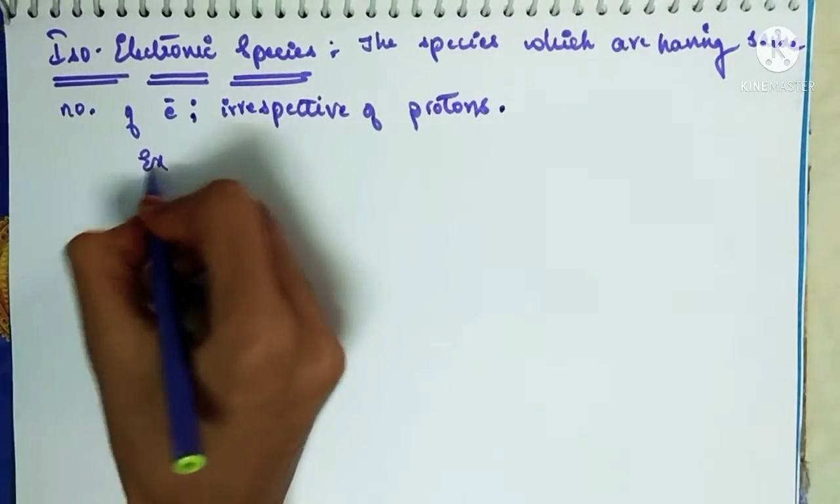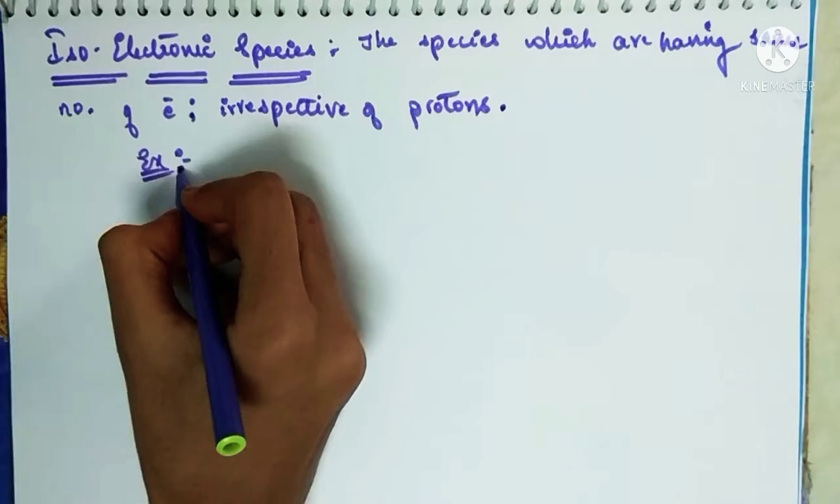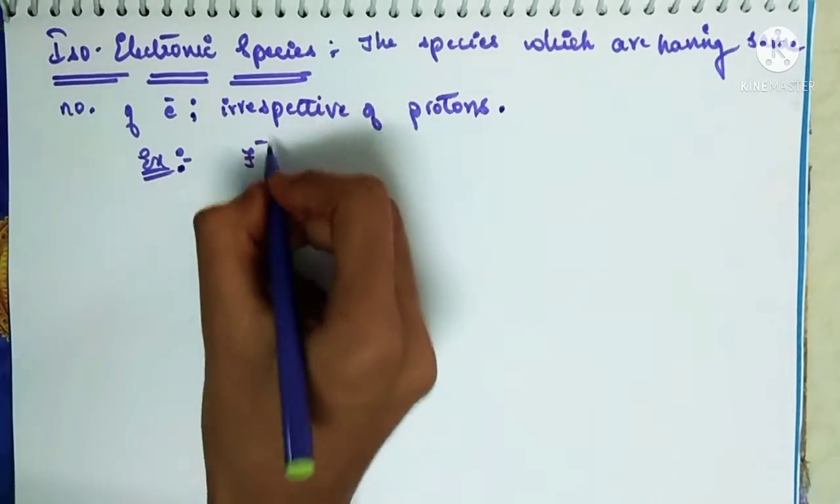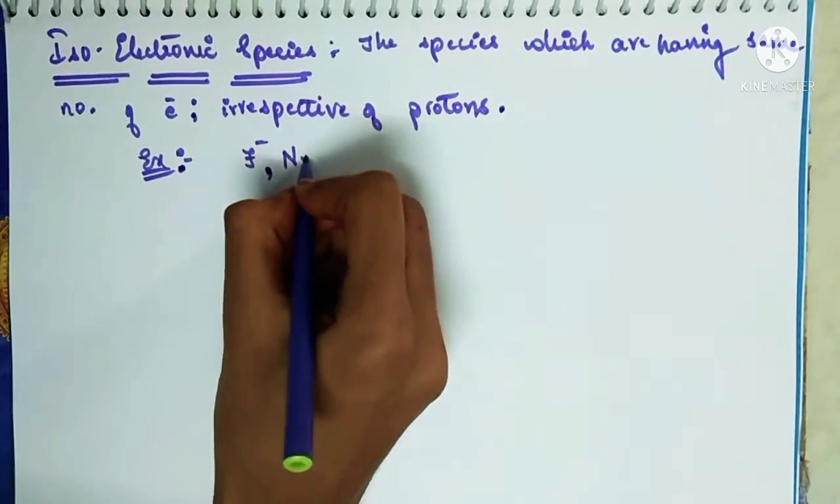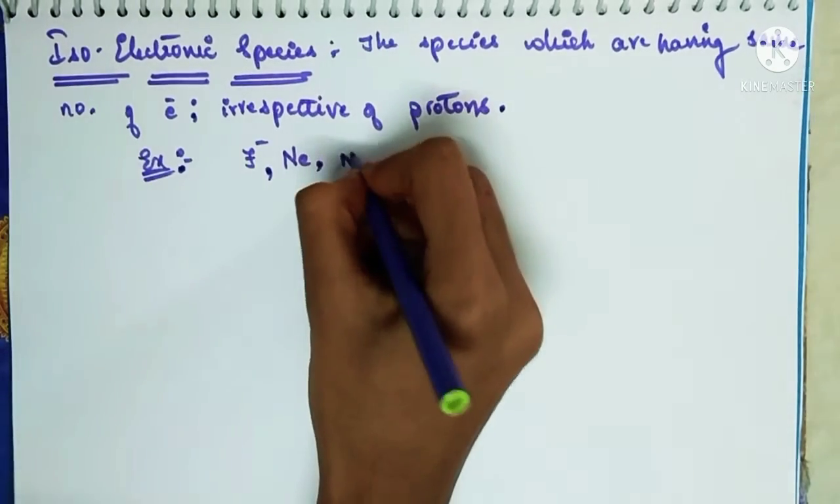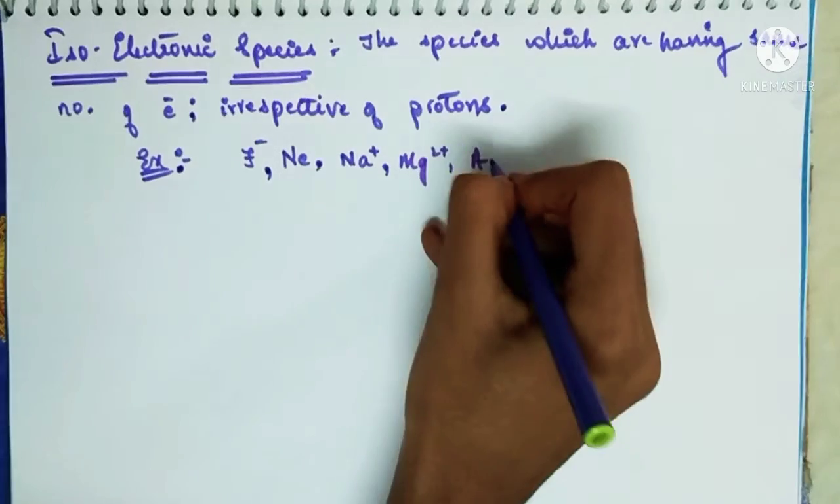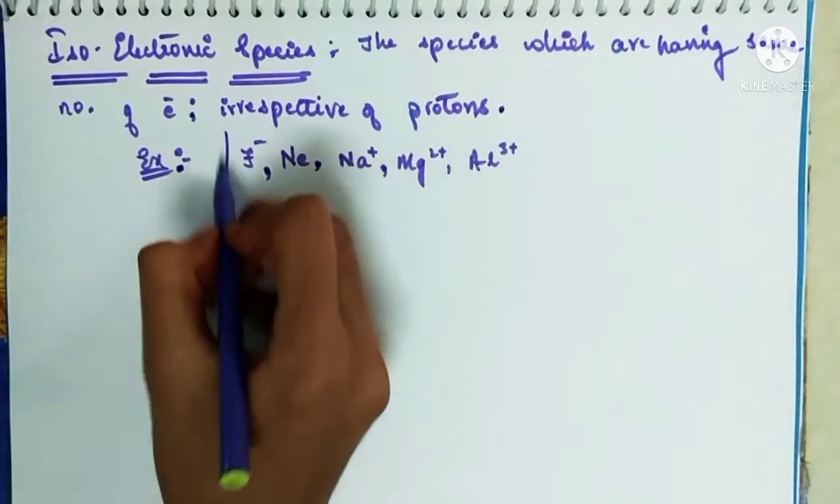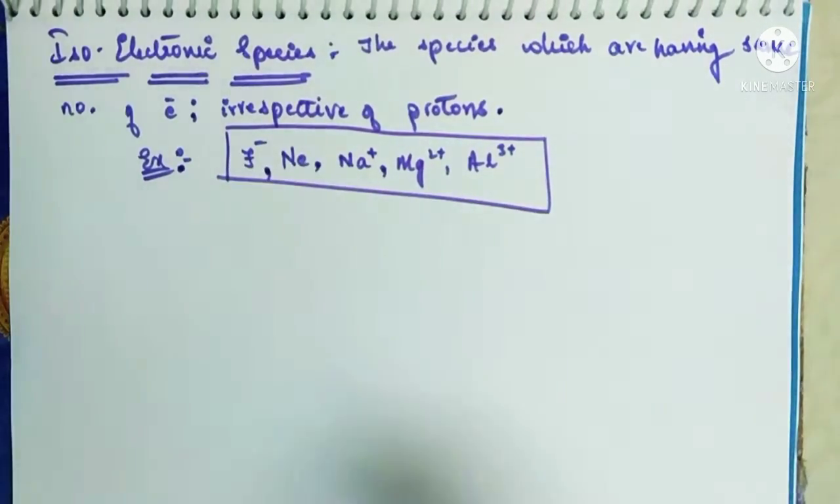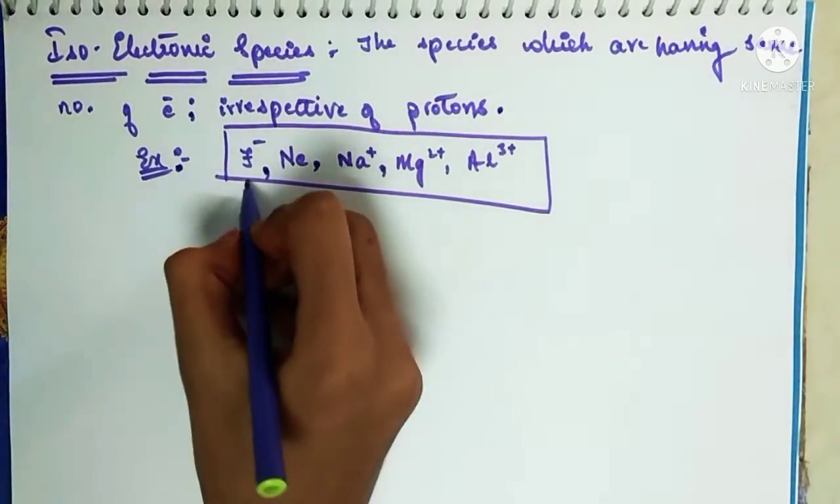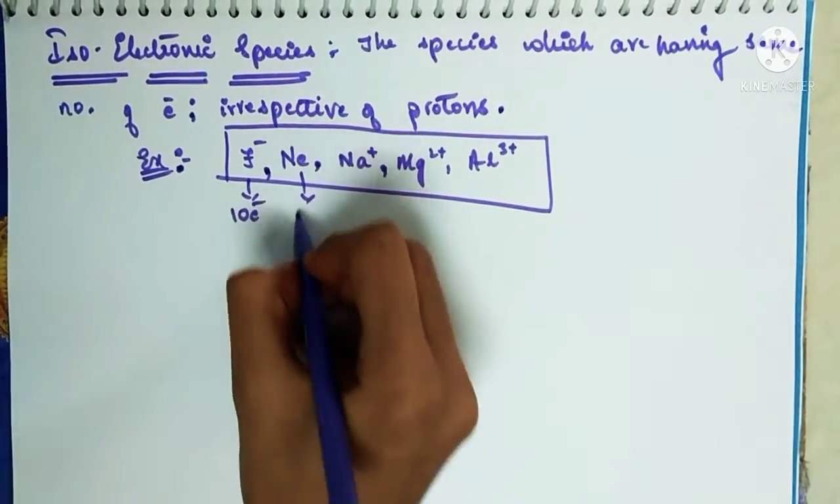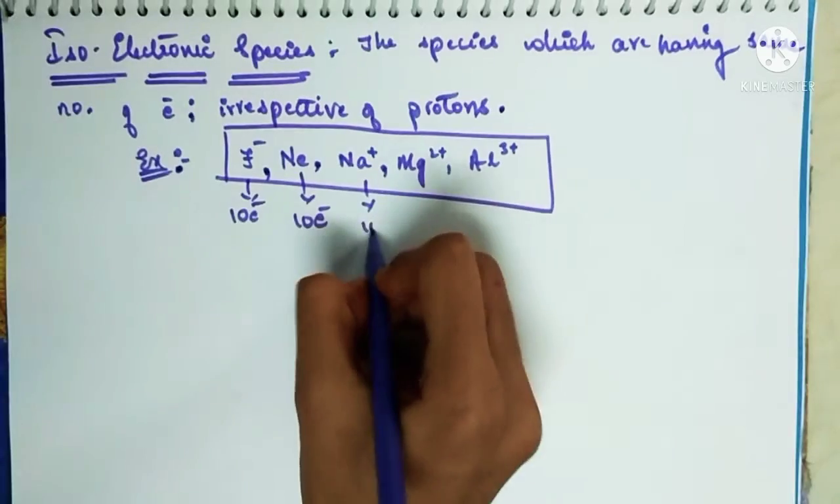Example, you can just take an example like F minus, Ne, that is neon, and Na plus, Mg2 plus, Al3 plus, like that. This is a set of isoelectronic species. Here we have 10 electrons. Here also we have 10 electrons.